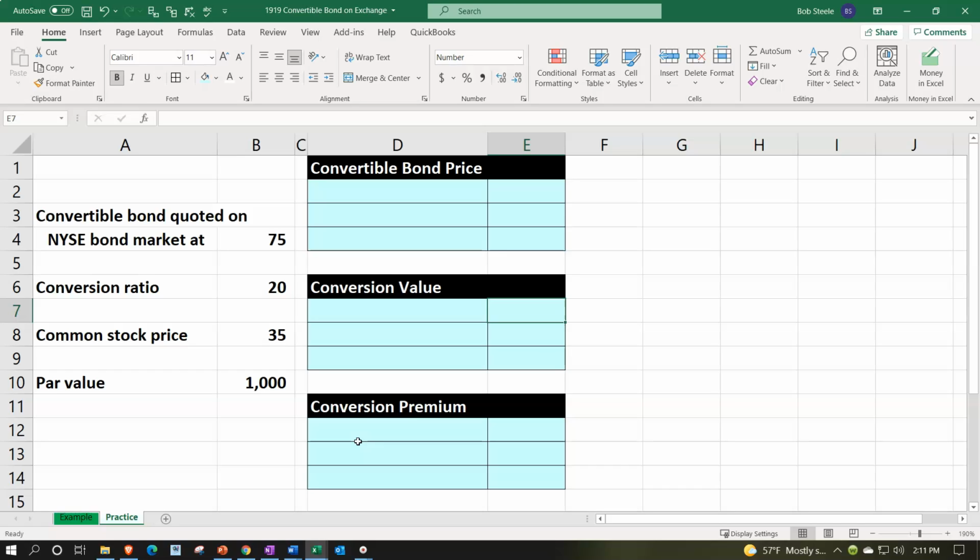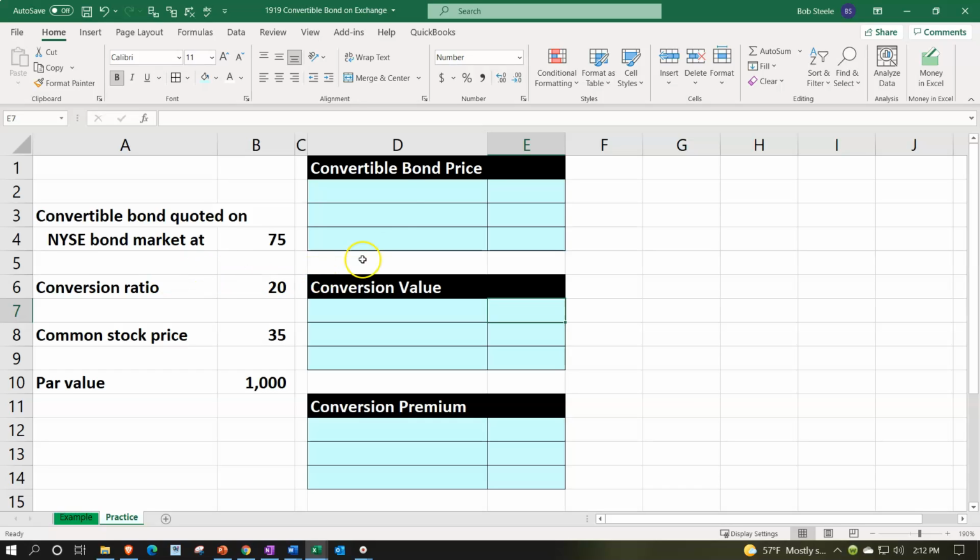Looking at our convertible bonds, the information says the convertible bond is quoted on the New York Stock Exchange bond market at 75. So that's kind of the new thing that we're going to be applying, as you might see it as it is quoted. The conversion ratio is going to be the 20, the common stock price at the 35. So in other words, if you were converting the bonds to the common stock, the common stock that it's converting into is trading for $35 on the market. The par value, not the market price of the bond, but the par value of the bond is the 1,000.